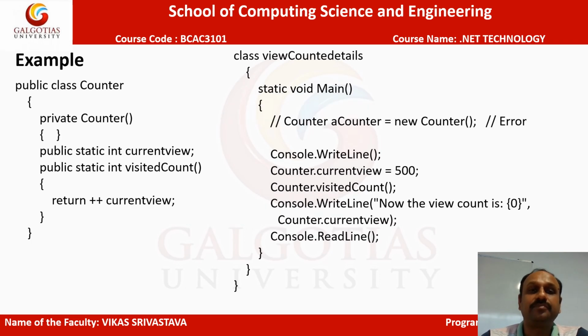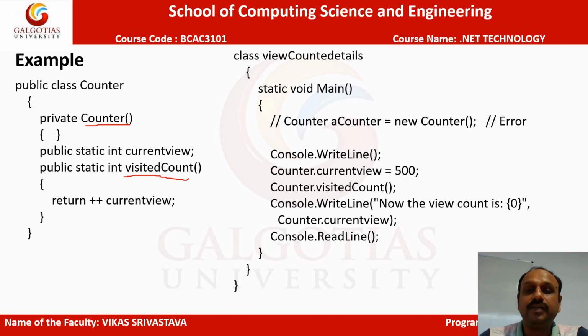Now let's see an example. Here you can see the Counter class, and one private constructor has been created without variables, but you have a static variable and one static method called visited count, and it is incrementing the static member variable value. As I already told you, a static method can only access the static variable. That is the condition. That's why we have declared the variable as static, and the method is also static.